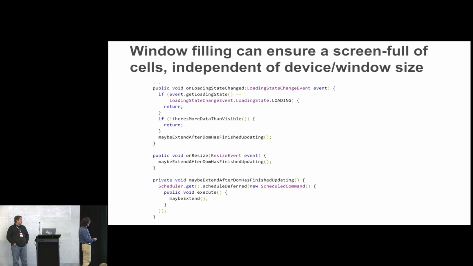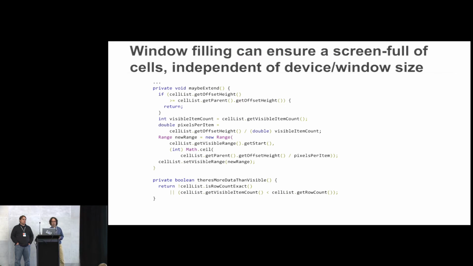Similarly, the window filler is also a resize handler. So it looks at the resize events on the window. If that's been happening, then it says, oh, maybe this is another chance to do some more filling. And one thing we have to be careful about here is invoking the extension code after the DOM is finished updating. Otherwise, you actually don't get accurate metrics on the cell list. That's one trick that we learned.